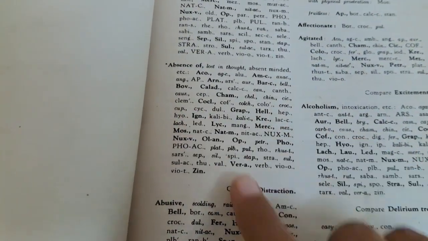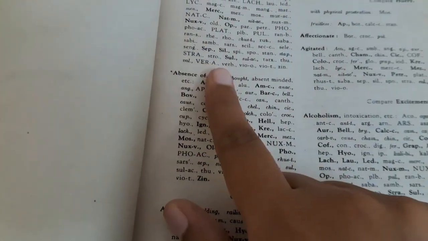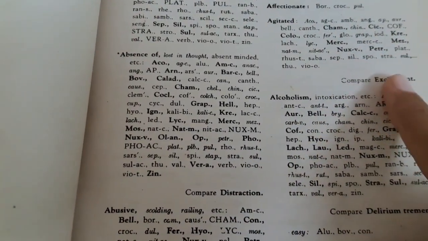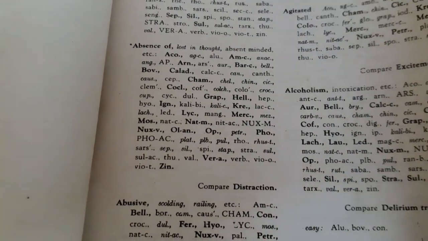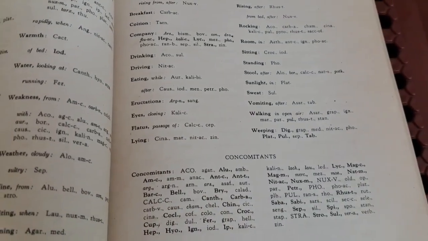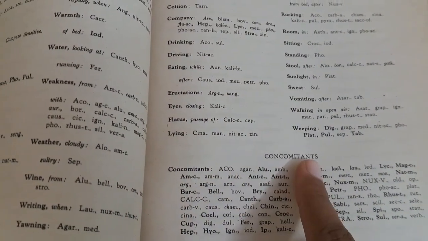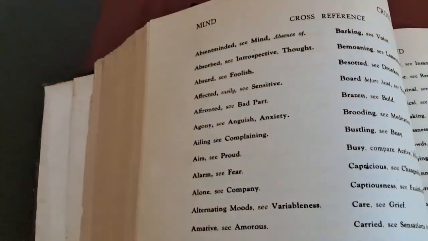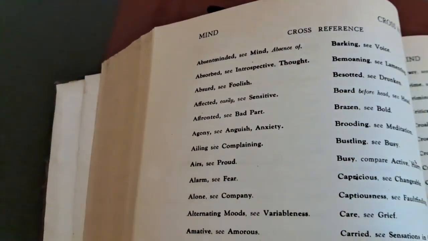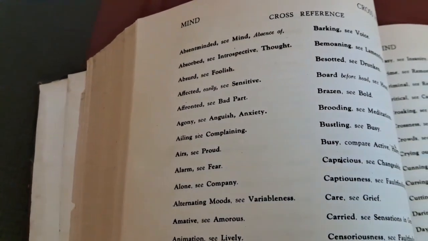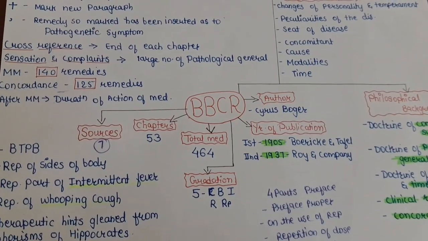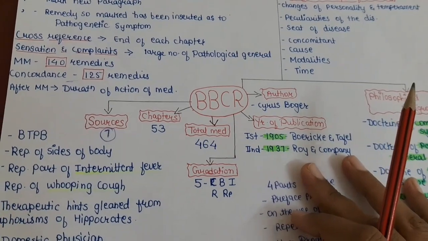After this you can see the comparison, that is, absence of, mind absence of means it can be compared with distraction. So everywhere the comparison is given for the rubric. And at the end of the chapter there is the concomitant and the cross reference. So this cross reference has been given at the end of the chapter in BBCR. This is also important. MCQs are asked based on this. So that was about BBCR, the hard copy.